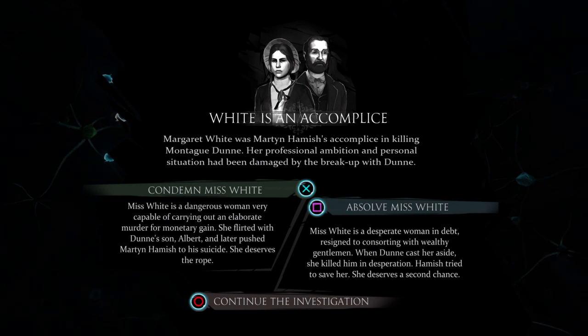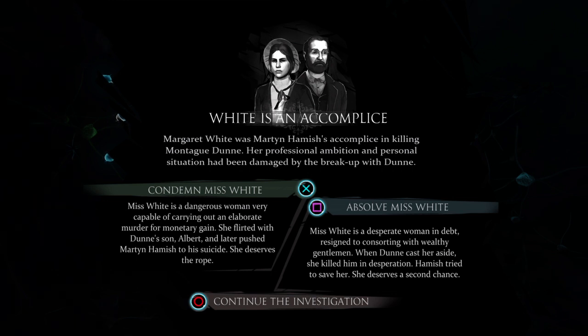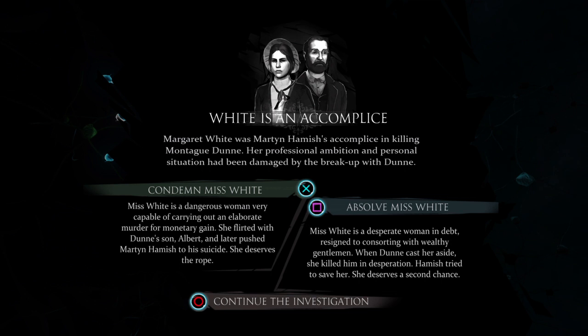Her professional ambition and personal situation had been damaged by the breakup with Dunn, definitely. Condemn Miss White. Miss White is a dangerous woman, very capable of carrying out an elaborate murder for monetary gain. She flirted with Dunn's son, Albert, and later pushed Martin Hamish to his suicide. She deserves the rope. Or absolve Miss White. Miss White is a desperate woman in debt, resigned to consorting with wealthy gentlemen. When Dunn cast her aside, she killed him in desperation. Hamish tried to save her. She deserves a second chance.